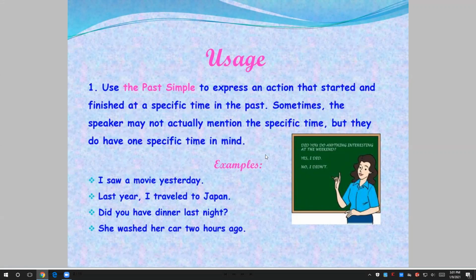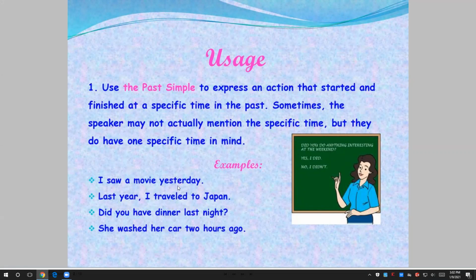Let's see some of the examples. For example, if you are asked this question, did you do anything interesting at the weekend? So you can come up with lots of examples, lots of responses. Some of the responses may be, I saw a movie yesterday. Last year, I traveled to Japan. Did you have dinner last night? She washed her car 2 hours ago.